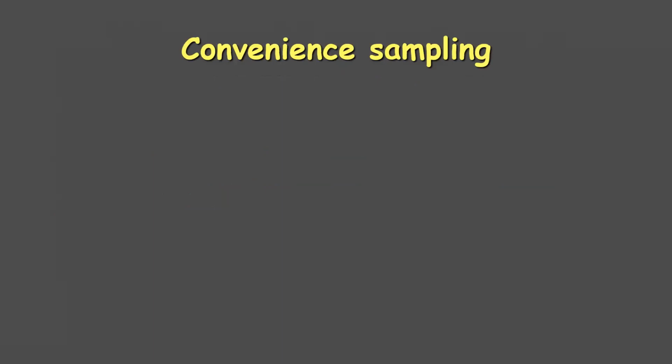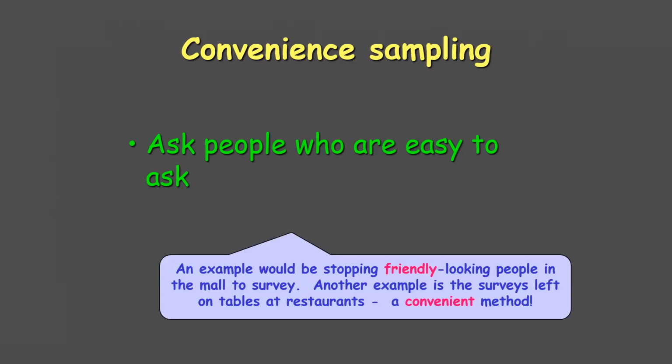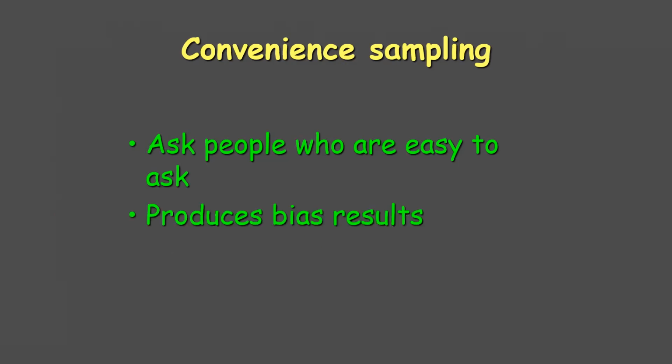Another sampling method is called convenience sampling. And convenience, think about a convenience store. A convenience store is easy, right? So a convenience sample is when you ask people who are easy to ask. An example would be stopping only friendly looking people in the mall to survey. Another example would be the surveys left on tables at restaurants. It's easy just to leave a survey there.